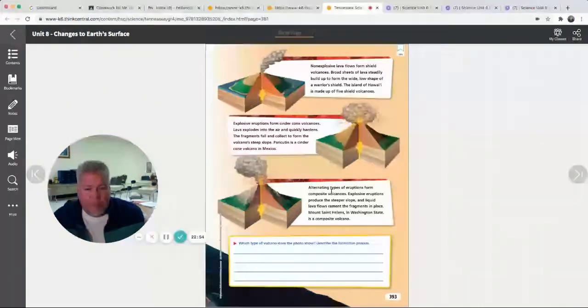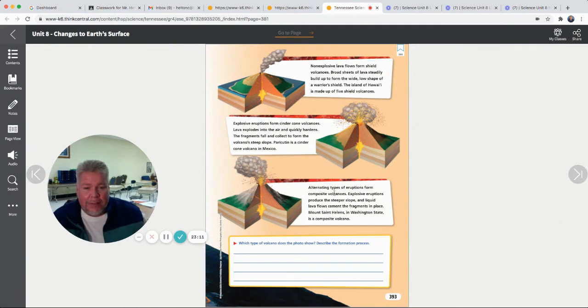Alternating types of eruptions form composite volcanoes. Explosive eruptions produce the steeper slope, and liquid lava flows cement the fragments in place. Mount St. Helens in Washington State is a composite volcano.